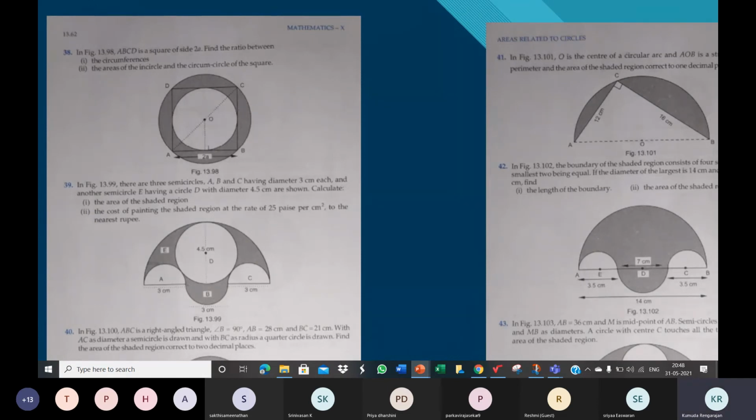Again, the ratio of the areas. Don't find the area separately. Find the ratio: pi small r square by pi capital R square. Pi cancels out. R square by R square is r by R the whole square. We just found r by R. What was that? We just found 1 by root 2. So 1 by root 2 the whole square is 1 by 2.